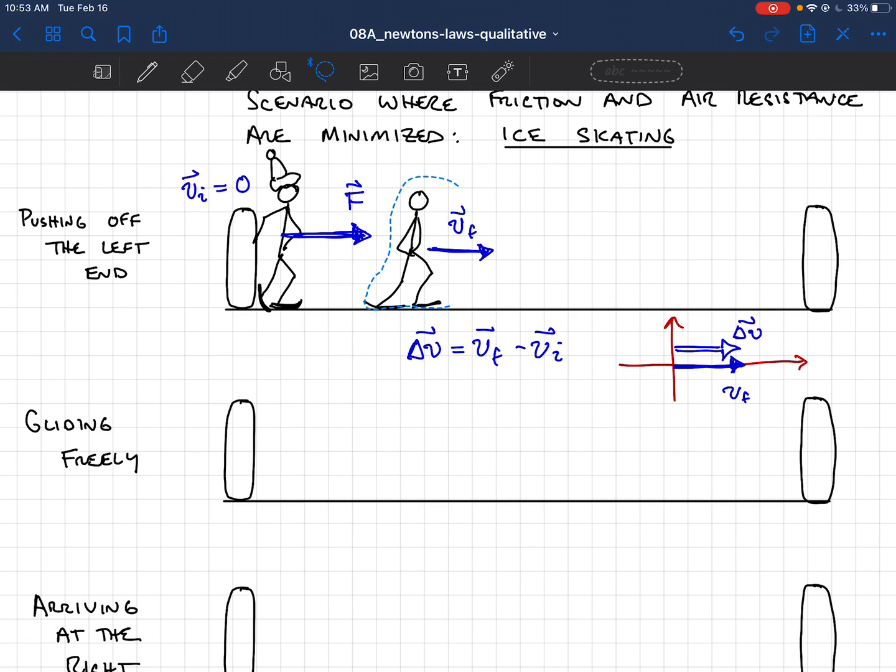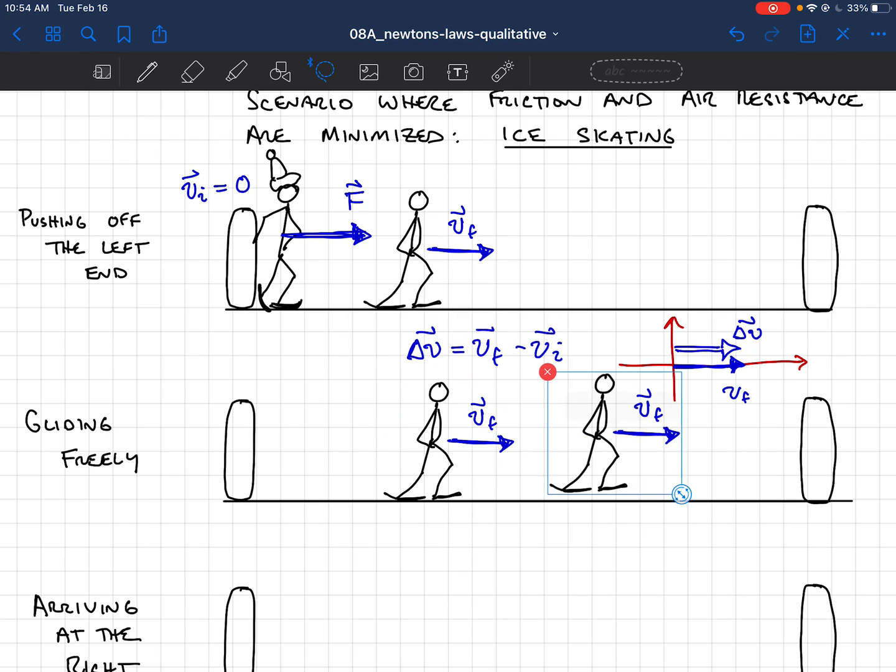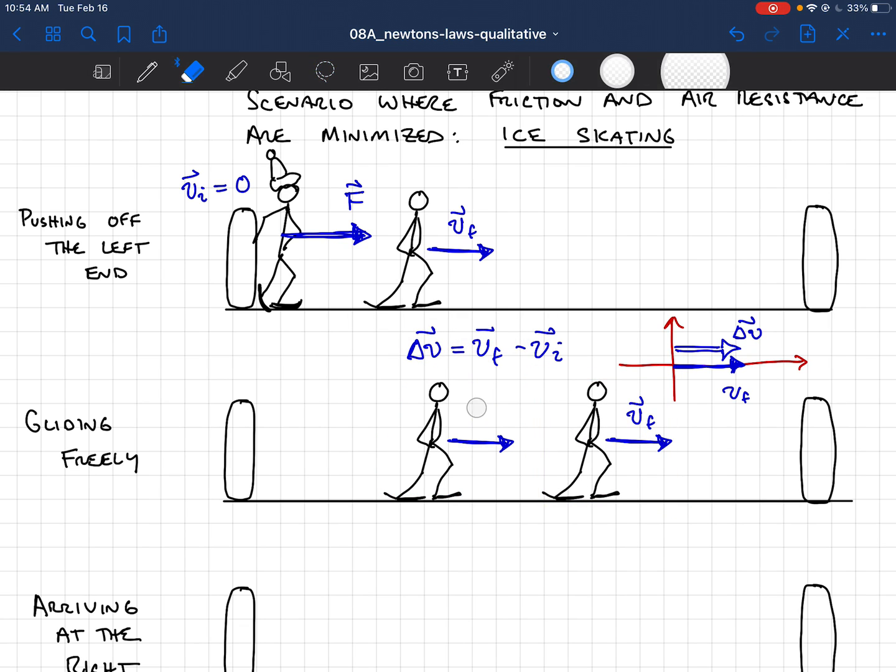So what about once you're moving freely? So I guess I can just copy you there. I don't know what happened to your hat. I guess you gave yourself such a force that your hat fell off. So here you are, moving freely across the ice. And at this point, there are no forces on you. There's no interaction with any other objects. So what does that mean? It means that you are going to be, in the next moment, looking exactly the same. So I should write this as v initial looks like this, and v final looks like this. And what is delta v? Well, delta v is equal to v final minus v initial, which is equal to 0.